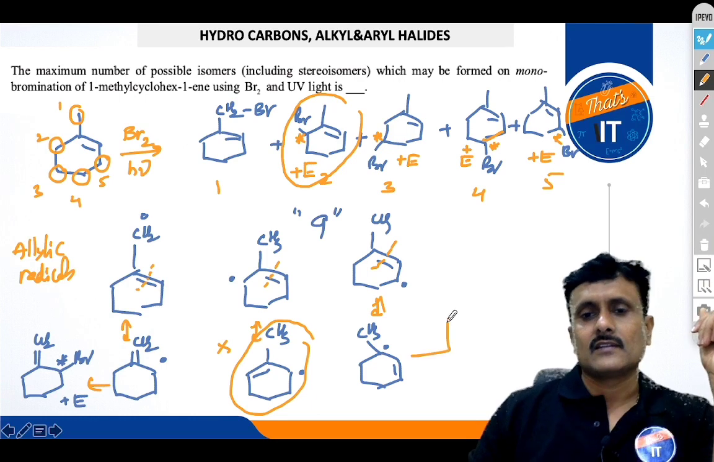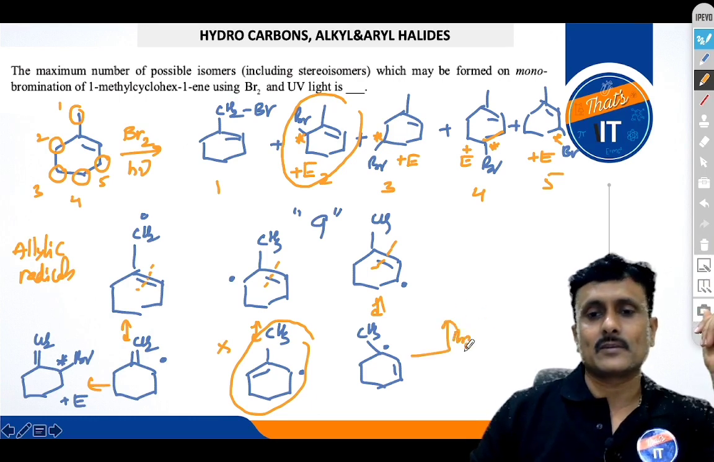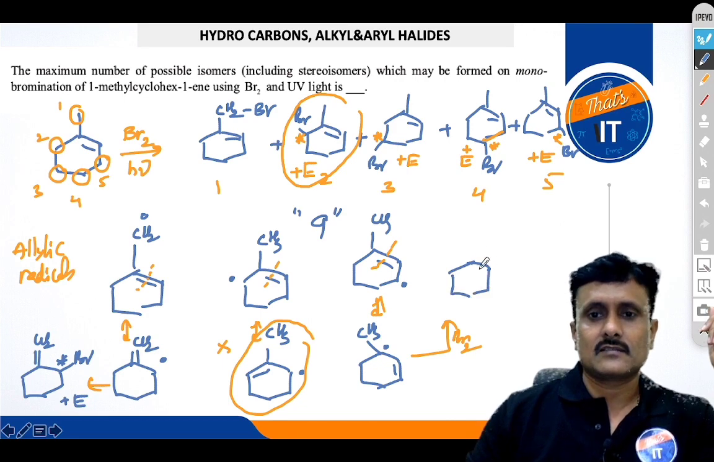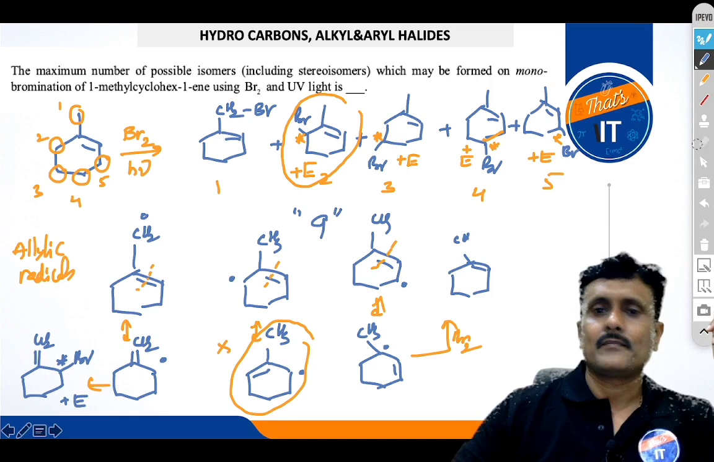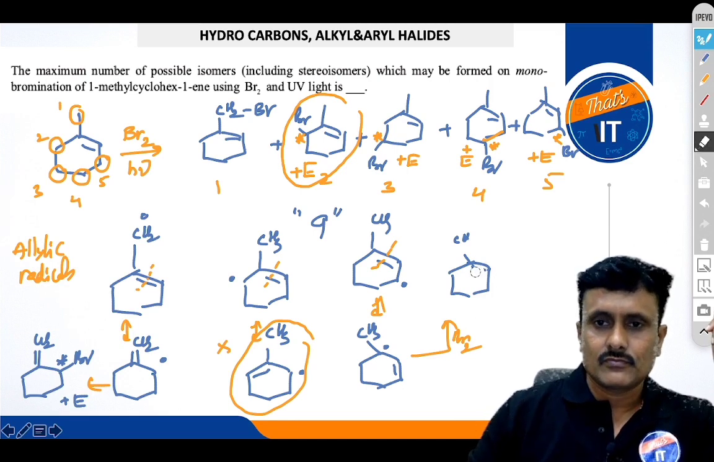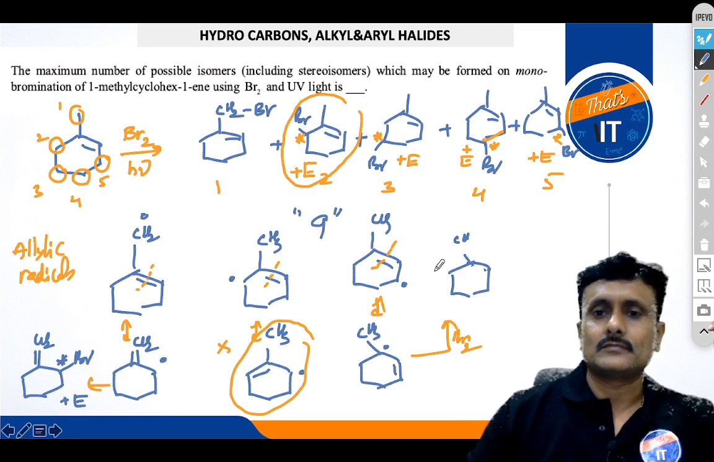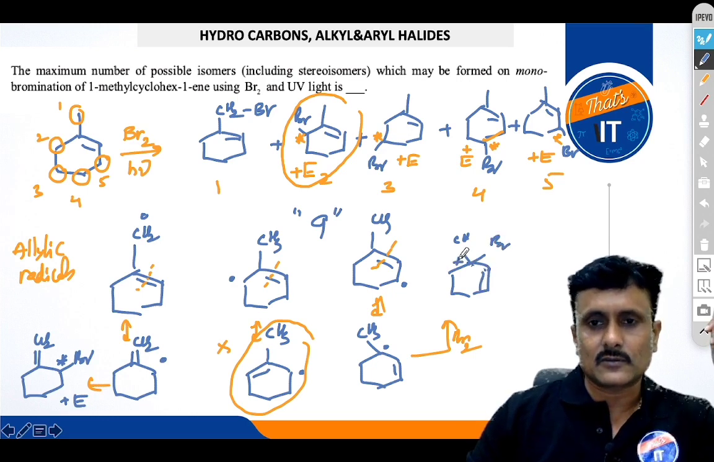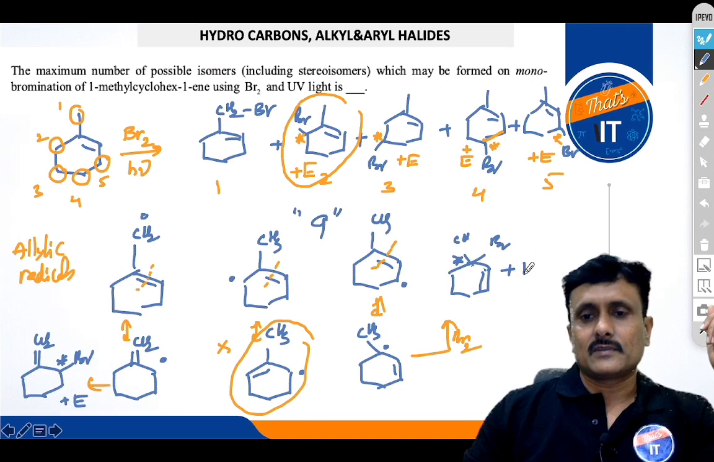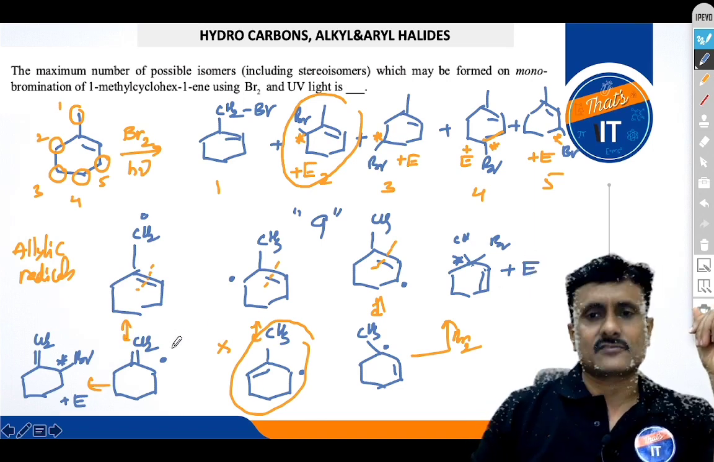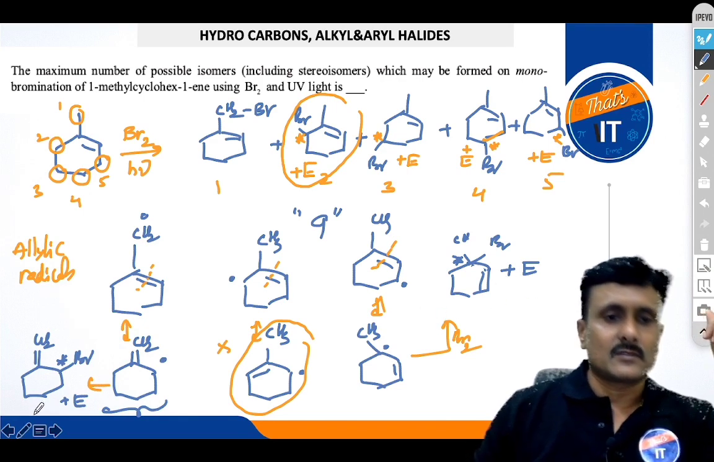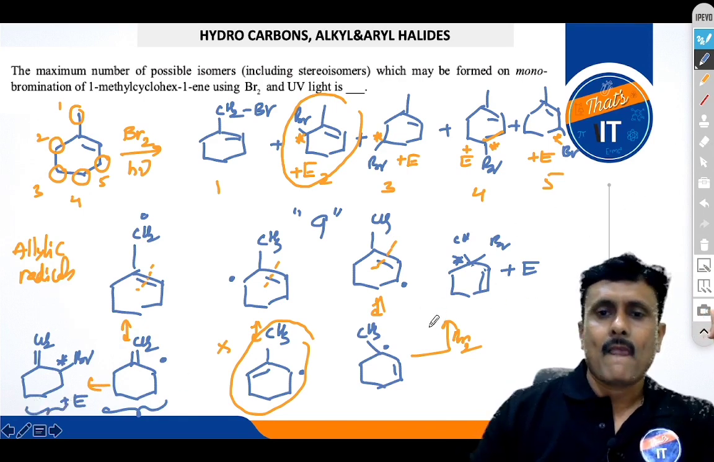Now when this is subjected to bromination, finally you will be getting a substance which has CH3, CH3, then a bromine and a double bond. In fact, this also has an asymmetric center. So you can see that apart from this 9, we have got 2 extra here, right? I mean to say 2 here and 2 here.